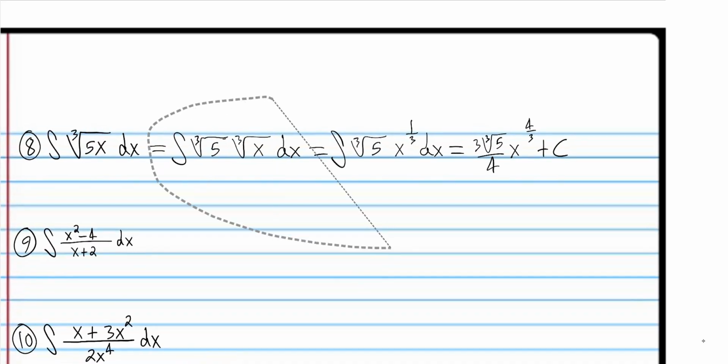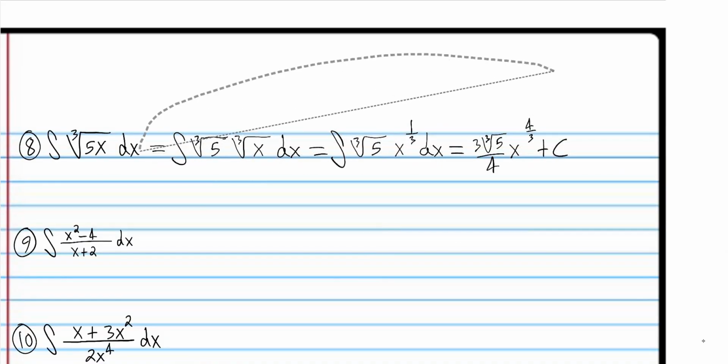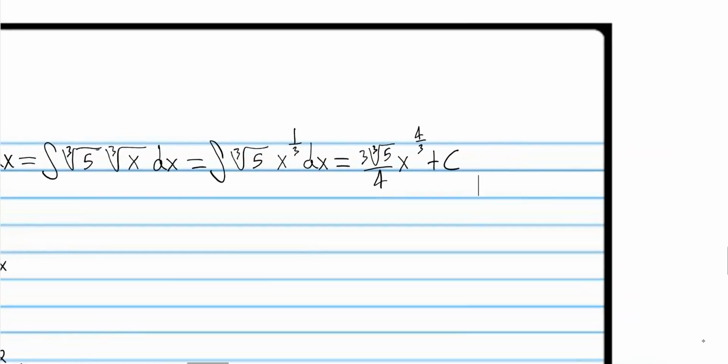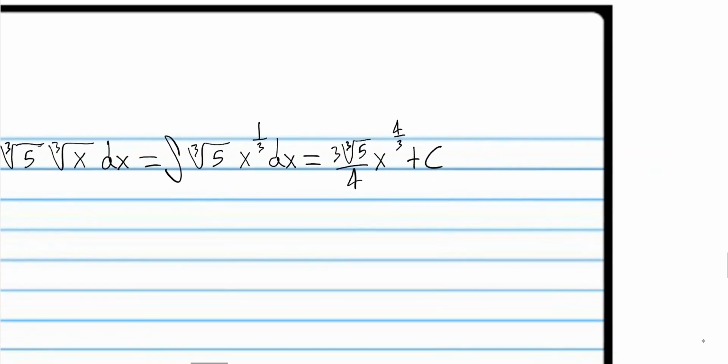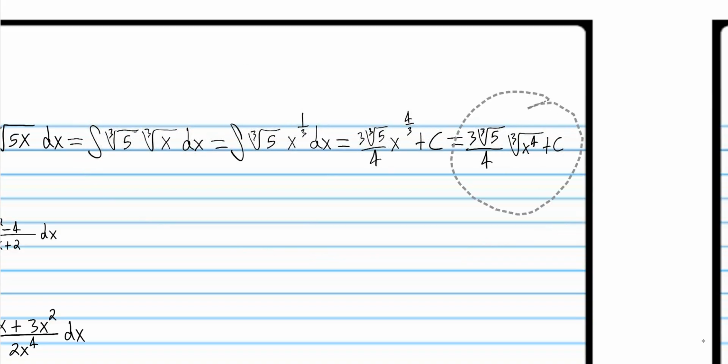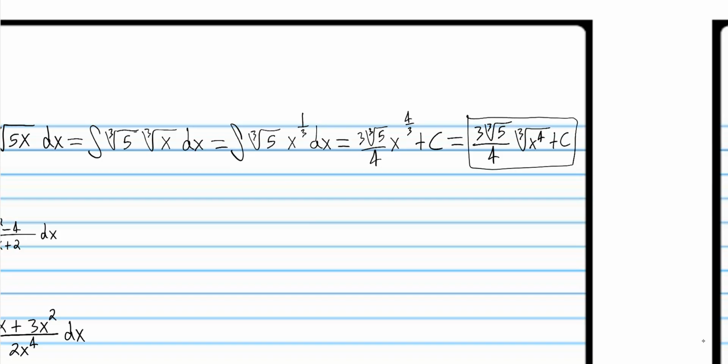So now we just have to write the final answer without a fraction exponent. Remember, in my curriculum, you're not allowed to leave your answer with fraction exponents. So we have 3 times the cube root of 5 over 4 times the cube root of x to the 4th power plus c. And let me make some more room. So there you go.